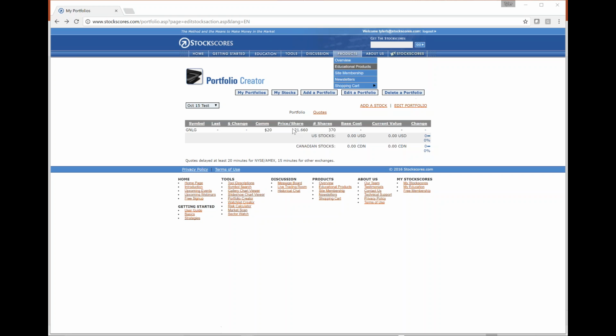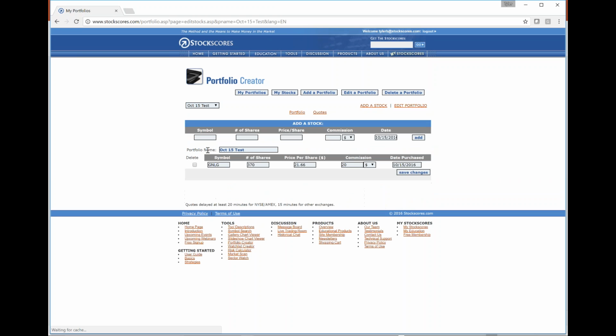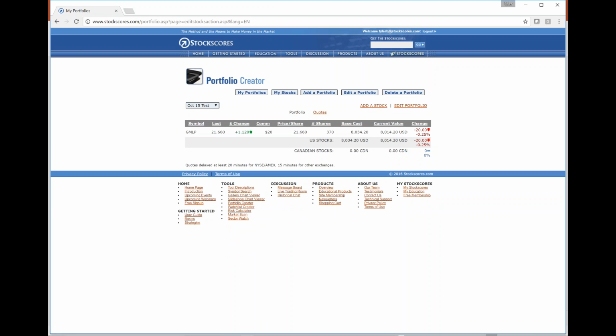All right, so let's go back. Now, this is a good demo. We're going to edit a portfolio because that stock doesn't even exist. So we'll go into October 15th test, and instead of this being GNLG, it is GMLP. Save changes. There, now it's working. So it shows that as of right now, I am down $20. Why? Because I had $20 in commissions, right? Now, as time passes, let's say a week from now, it's at $25, it'll show that in the portfolio manager.